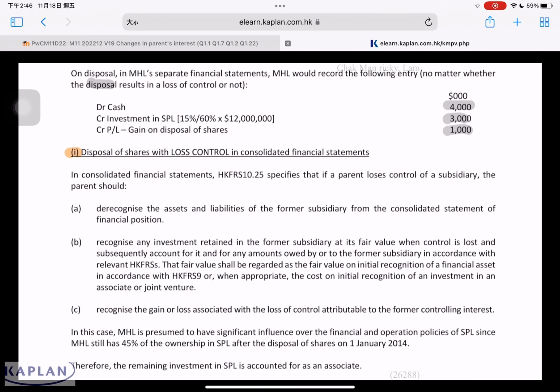Now look at part B1, disposal resulting in loss of control. If it results in loss of control, then you must do a deconsolidation. Derecognize the assets and liabilities of the former subsidiary SPL. The assets and liabilities are 20501. Then recognize any investment retained. The investment retained is the 45%.